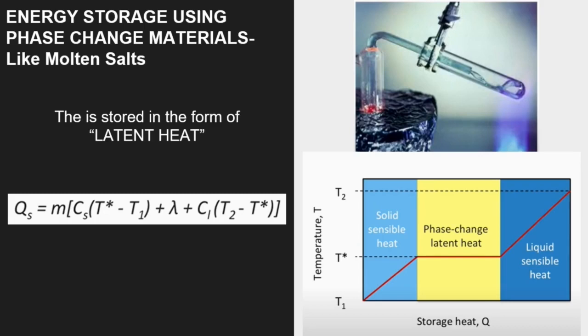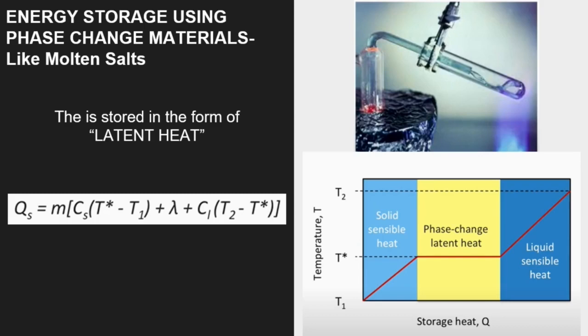Again, it is shown by the curve. If the total heat to be stored is Q, we use a phase change material at temperature T1. We keep on providing heat, and the temperature increases to T dash. Then at T dash, the phase changes and the heat is stored in the phase change material without a change in temperature. And then on further heating, it increases to temperature T2.